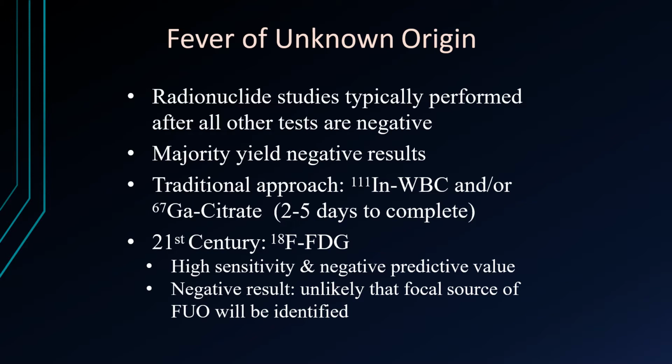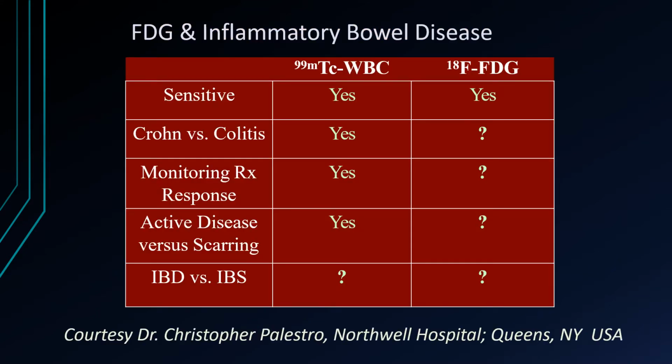So in the 21st century, FDG really has been making its mark. It's got a high sensitivity and negative predictive value. And even in the setting of an FUO, if you get a negative result, it's unlikely that a focal source of FUO will be determined.